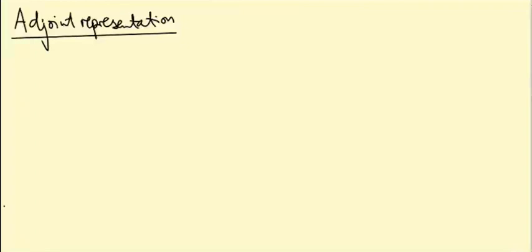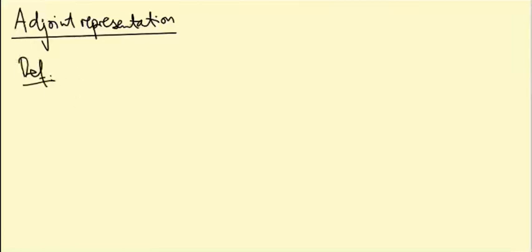So before I go on and classify the representations of SU3, I want to give you a representation that makes sense for any group G, any Lie group. And in the case of SU2 and SU3, I'll figure out what the weight diagram looks like. So it's called the adjoint representation.